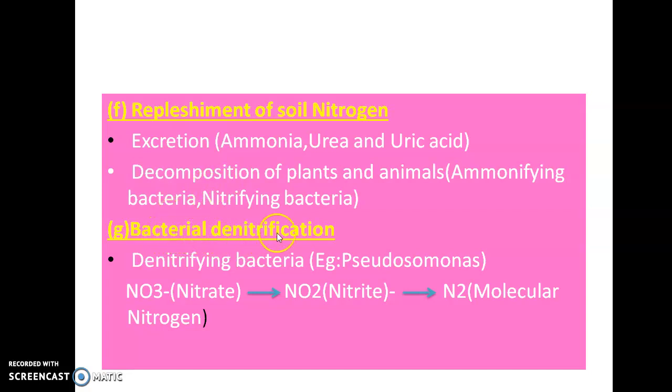Then by means of bacterial denitrification, the denitrifying bacteria dwelling in the soil, for example Pseudomonas, will convert these nitrate compounds into molecular nitrogen. They will convert nitrate into nitrite and the nitrite into molecular nitrogen, and this molecular nitrogen will evaporate back into the atmosphere, and the whole cycle gets repeated once again.